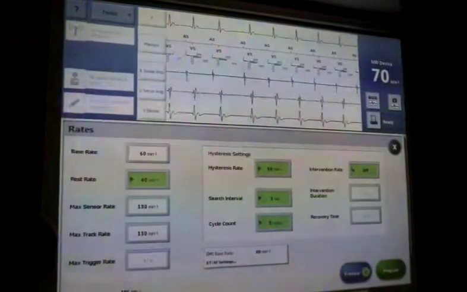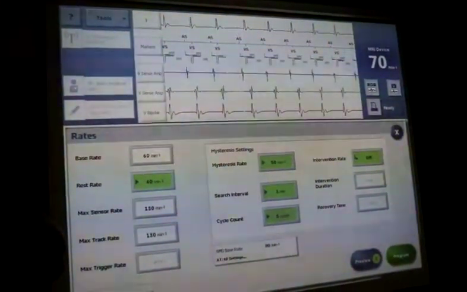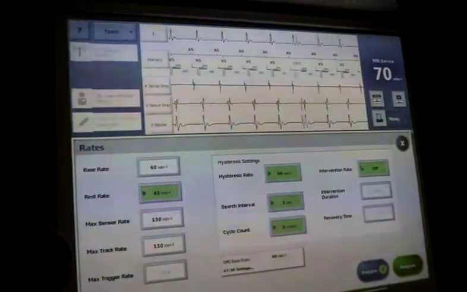pacemaker Wenckebach, okay? And they will get symptomatic of that, very, very symptomatic. I wouldn't test; I would just look at their sinus node and put this higher. So I would, and for this lady.